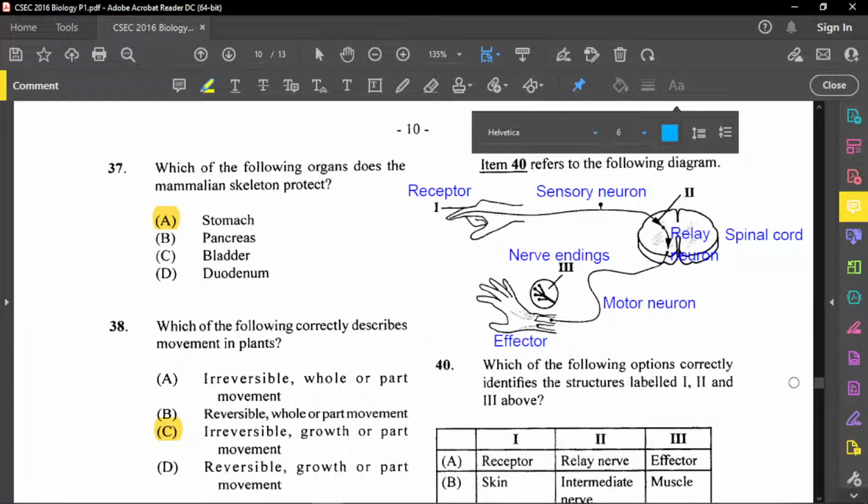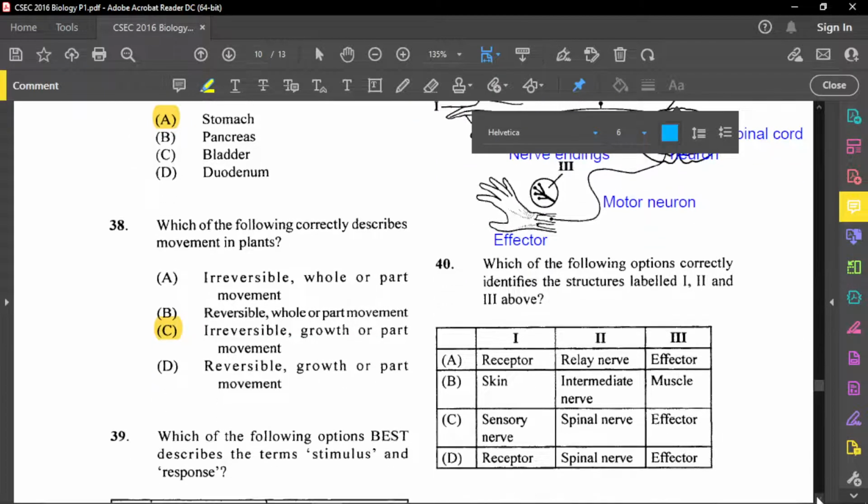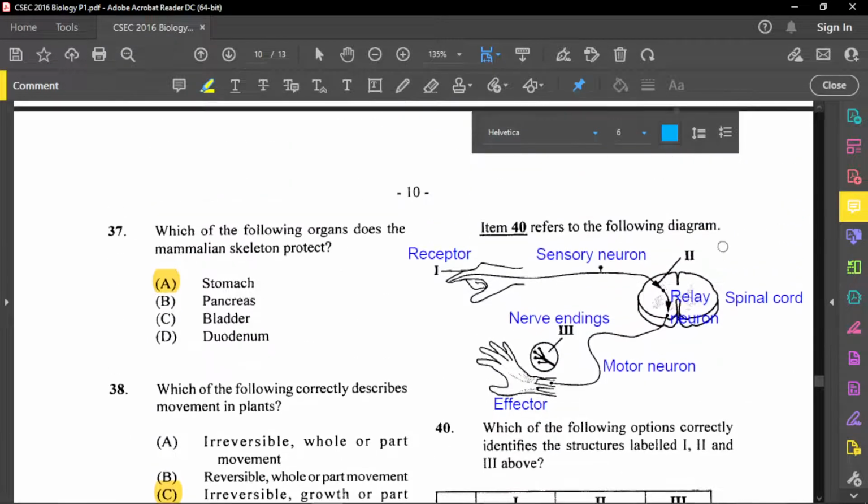All right, so now it asks us to identify these things, and I want to make sure that we go through this properly. Which of the following options correctly identifies structure labels 1, 2, and 3? So 1 is the receptor, definitely. 2 is a relay. No, hold on. Let me go back. I may have labeled this wrong. No, I was right, the relay is just this small piece.